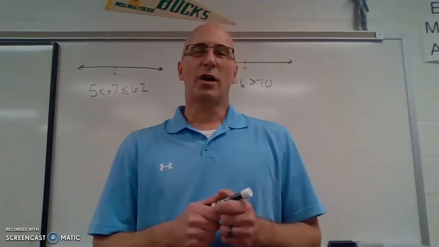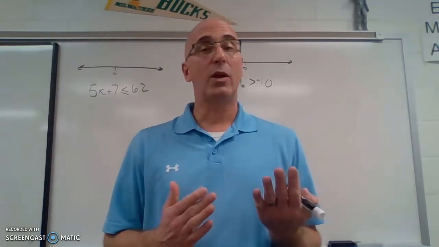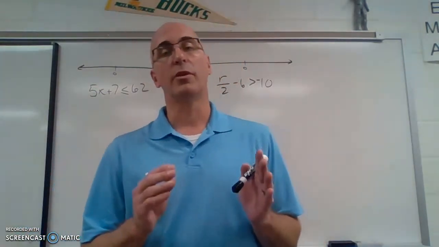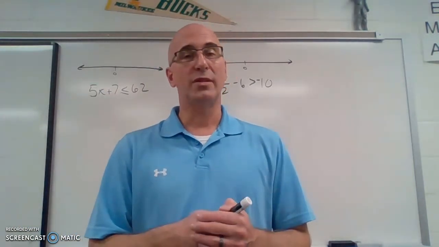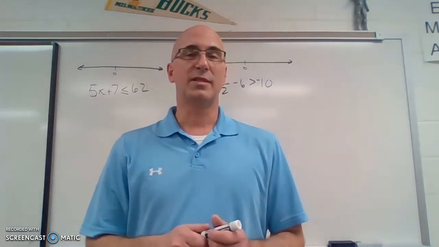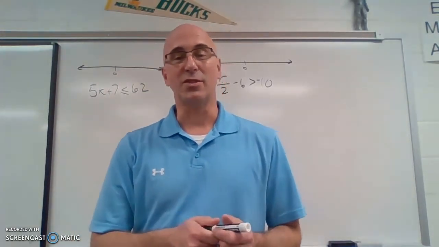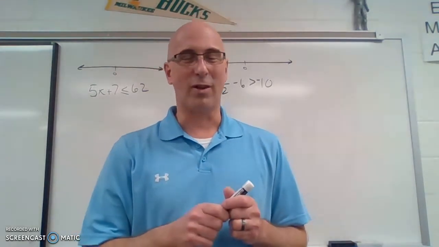Today we will be talking about solving two-step inequalities. Remember that an inequality is the set of all numbers that make an inequality true. So I have two examples on the board. The first one is 5x plus 7 is less than or equal to 62. Things are getting a little bit more complicated here, but you really know how to do all of this.